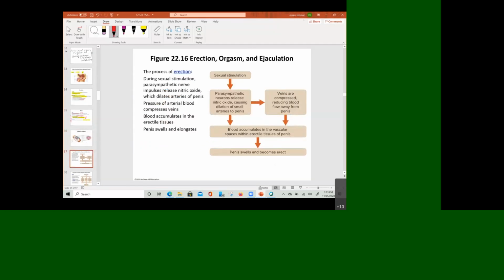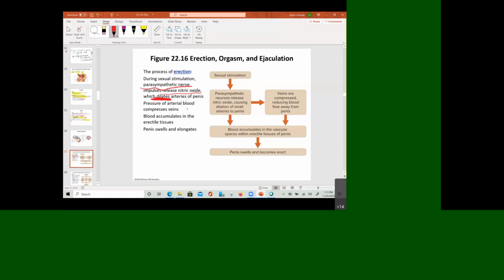So erection, orgasm, and ejaculation. The process of erection during sexual stimulation: we have parasympathetic nerve fibers or impulses. They release nitric oxide. Whenever you hear nitric oxide, think of dilation of arteries. A lot of workout supplements that a lot of people take contain nitric oxide, which is extremely dangerous because it causes dilatation of arteries. Remember, when you dilate your arteries, that decreases blood pressure. And for the life of me, I never understood why people take those supplements.